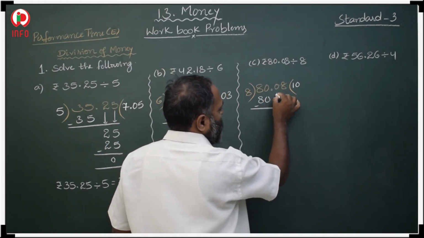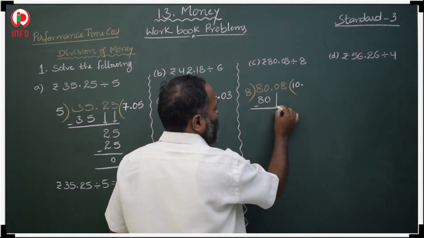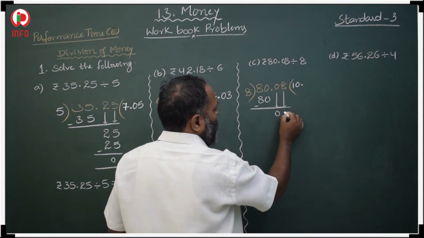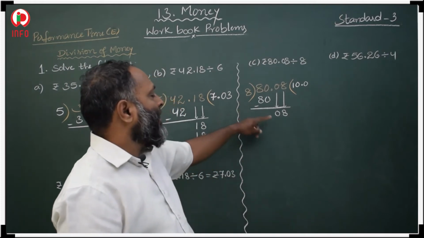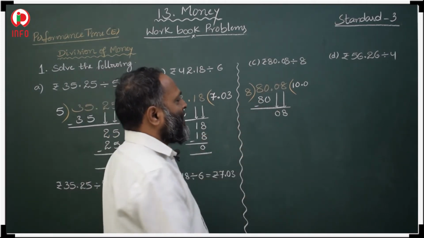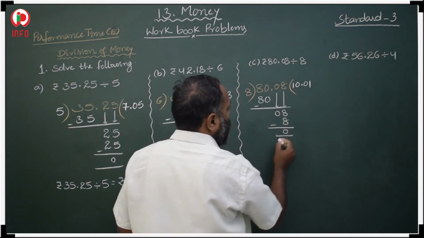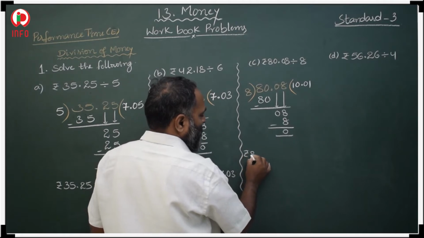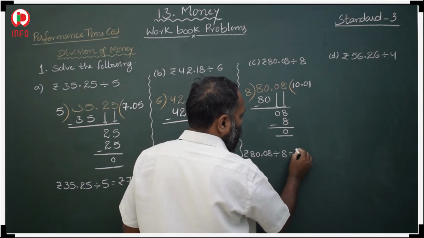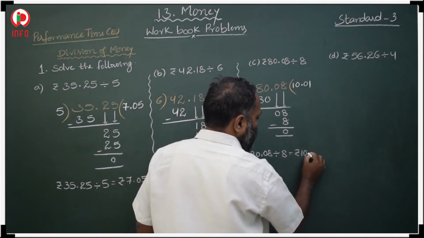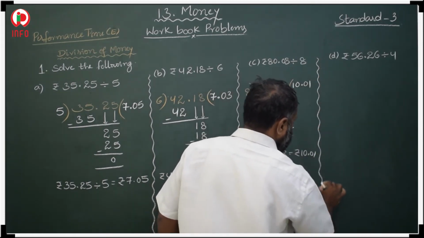80 minus 80 is 0. So then now you copy the next decimal digits, you keep a decimal here. 0 is less than the 8, then copy one more digit. 2 digits we are copying at a time, you keep a 0 here. Then 0 8 means 8. In 8 table, when will you get 8? 8 ones are 8. 8 minus 8 is 0. Therefore 80 rupees 8 paisa, if we divide with 8, the answer is 10 rupees 1 paisa. Okay.